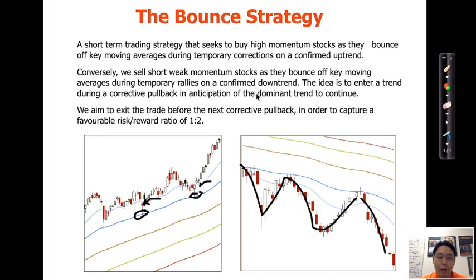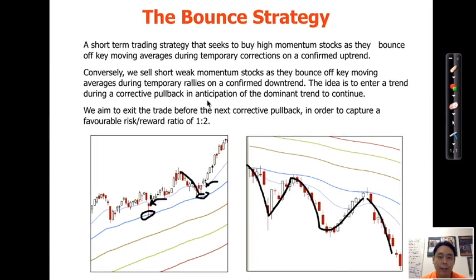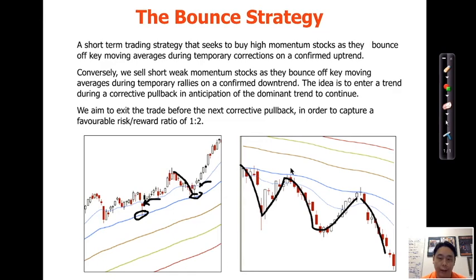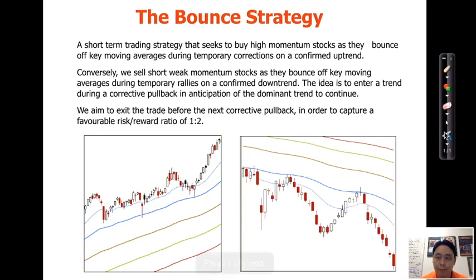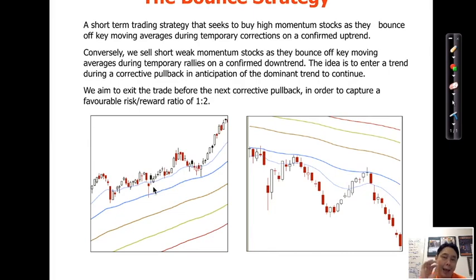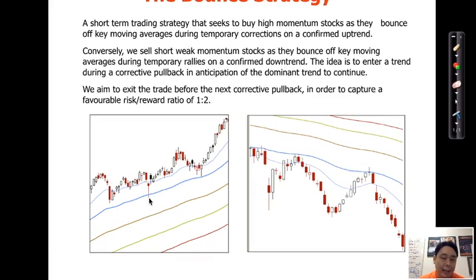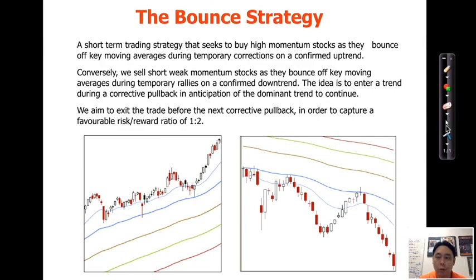So the idea is to enter a trend during a corrective pullback, either on a dip of the uptrend or the rally of the downtrend, in anticipation of the dominant trend to continue, either down or up. And we aim to exit the trade before the next corrective pullback in order to capture at least a favorable risk to reward ratio of 1:2. One of the keys of this strategy is to identify specific candlestick patterns, price action patterns that indicate that a bounce is reliable.